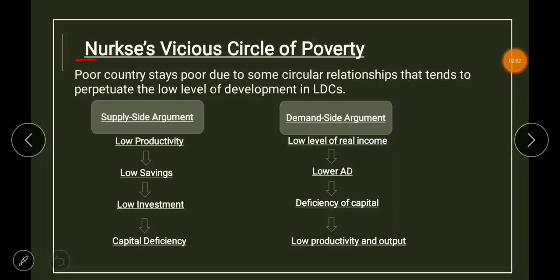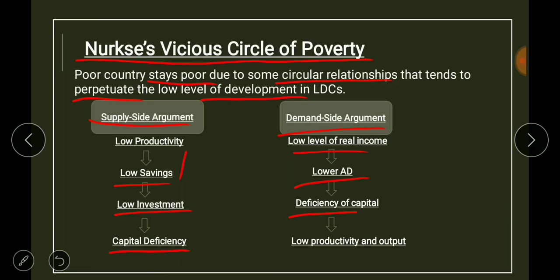Our next topic is Knox's vicious circle of poverty. According to him, a poor country stays poor due to some circular relationships that tend to perpetuate the low level of development in less developed countries. This theory has both a supply side argument and a demand side argument. According to the supply side argument, low productivity results in low savings. Low savings results in lower investment, and lower investment causes capital deficiency. According to the demand side argument, low level of real income results in lower aggregate demand, which causes deficiency of capital and finally leading to low productivity and output.